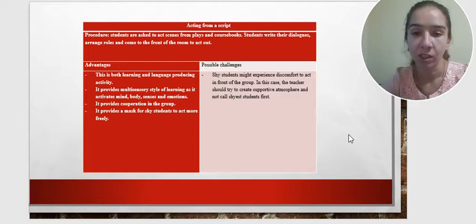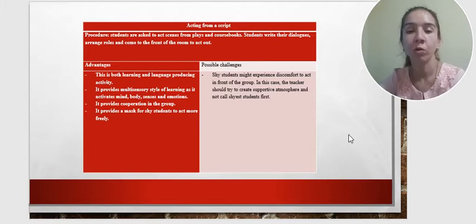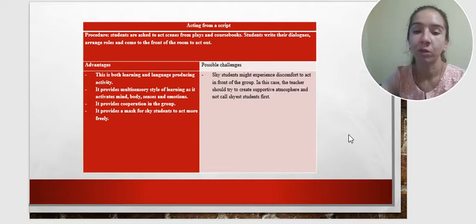However, there are challenges. Shy students might experience discomfort to act in front of the group, and in this case, the teacher should try to create supportive atmosphere and not call shy students first.